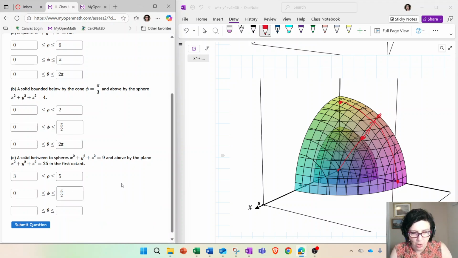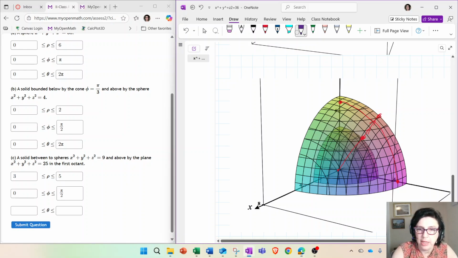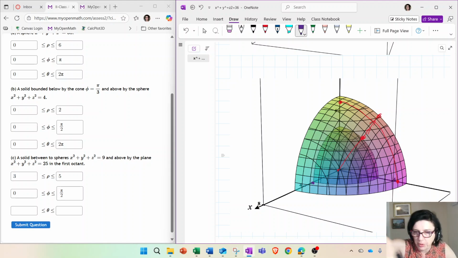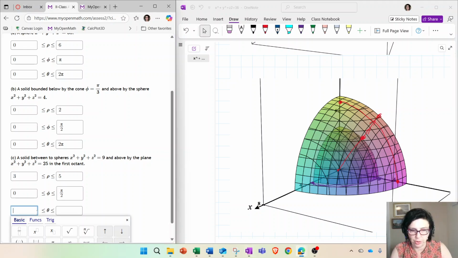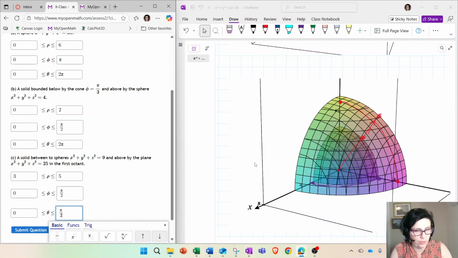What about theta? Theta is going to be 0 over here. Remember, theta is a revolution around. So this is going to be 0 over here, but it's not going to go all the way around, because we are bounded by the first octant. Here it's perpendicular to the x-axis, so that's going to be pi over 2. So this goes from 0 to pi over 2.